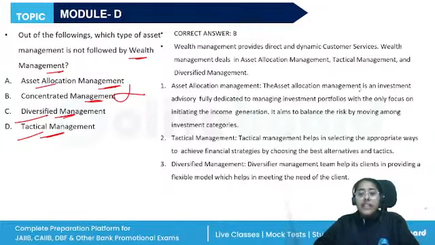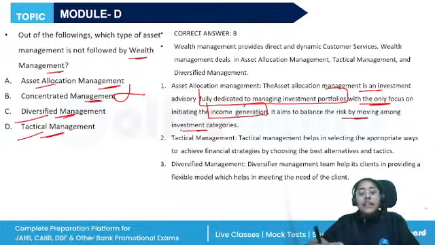So asset allocation is an investment advisory fully dedicated to managing the investment portfolios with the only focus on income generation. This is the only reason or aim. It aims to balance the risk by moving among the investment categories. The area, let's say mutual fund or any other area that will generate more income, the managers can shift towards that particular component. Then tactical management, selecting the appropriate ways to achieve financial strategies.